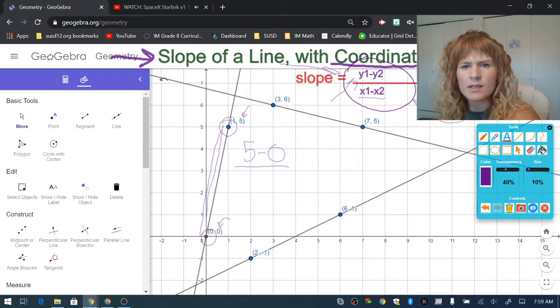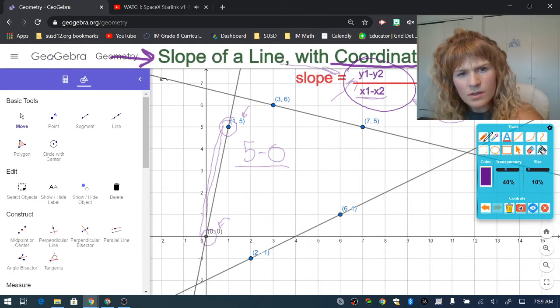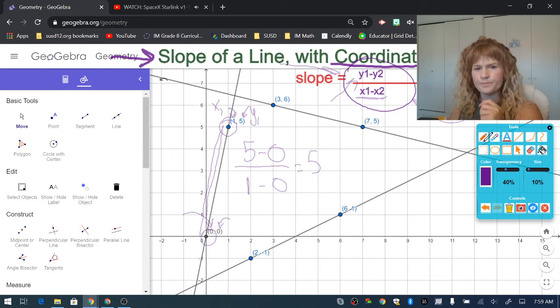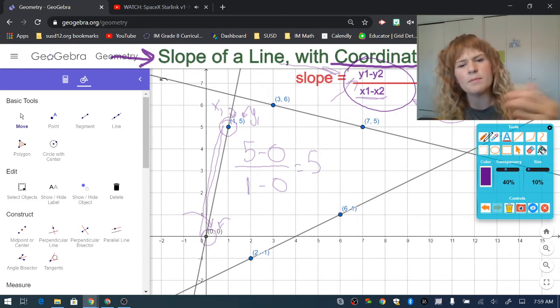Okay, then x1 minus x2. So you have to use the same one that you started with. I started here for y1, so I must use this same point for x1. x1 is equal to 1. x2 comes from here, and it is equal to 0. So the slope of this line is 5. Okay, good job. Let's keep going.